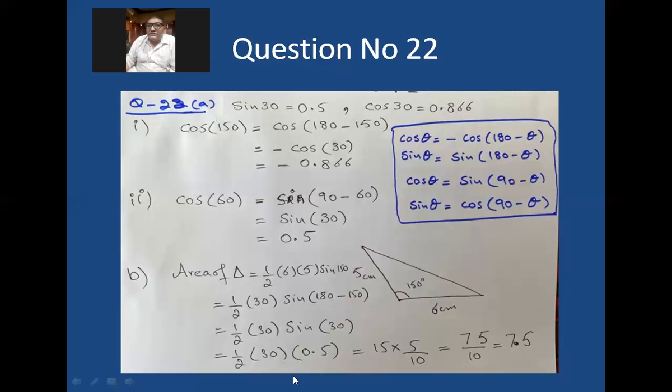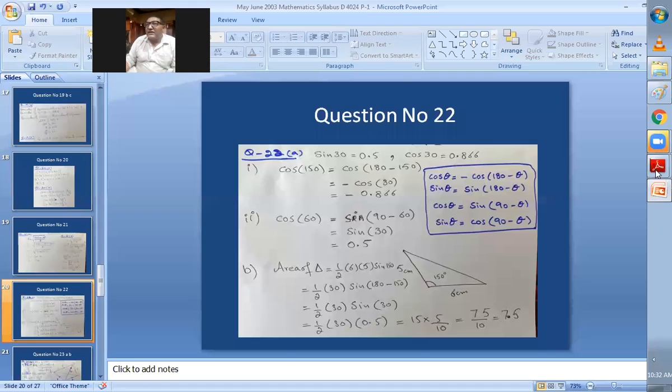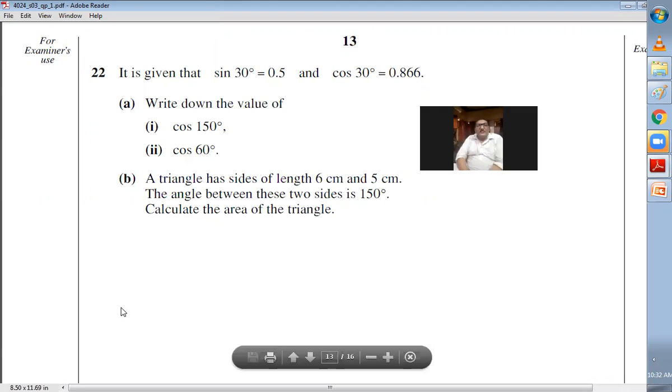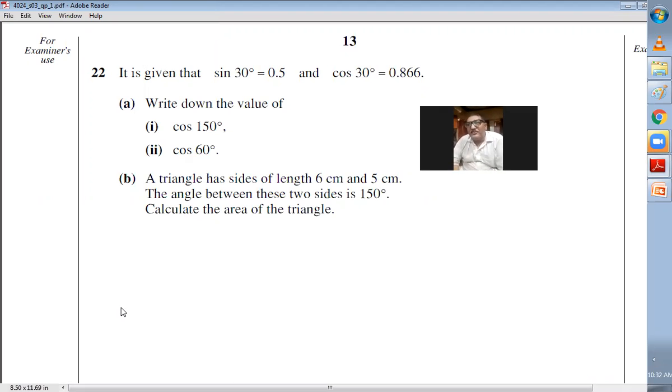Now, sorry. The next part says that a triangle has sides of length 6 centimeter and 5 centimeter. The angle between these two sides is 150 degree. Calculate the area of the triangle. Very easy question. You see, if I know the two sides and the angle between them, I can find out the area. The formula is 1/2 multiply side 1 multiply side 2 multiply the sine of the angle between them.